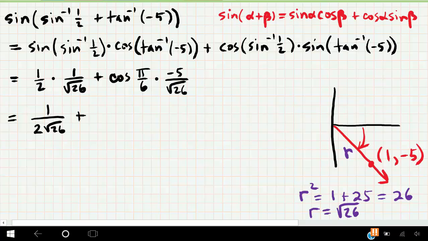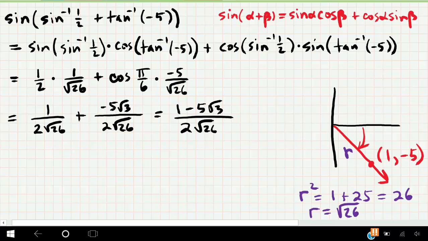Cosine of pi/6 is √3/2. √3 in the numerator and 2 in the denominator. We have a common denominator here. In the numerator we have 1 minus 5 √3. In the denominator we have 2 √26. We have a square root in both the numerator and denominator.